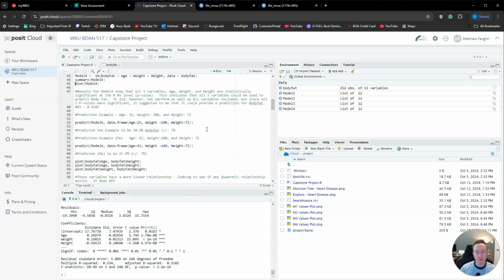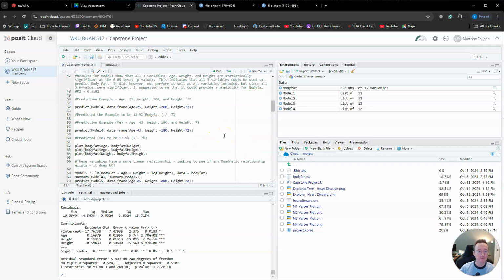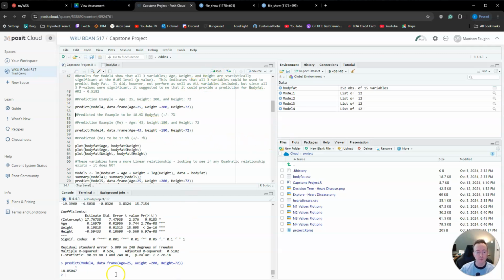So for the sake of running the model and seeing if we can get a prediction, we're going to use, again, all three of those variables, age, weight, and height, and put that through R to see what type of prediction we can get. The first example is a 25-year-old, weight 200, and height 72 inches, so 6 foot. Run that through the model, and we get a projected body fat percentage of 18.9%. And again, that's plus or minus 7 is our error.